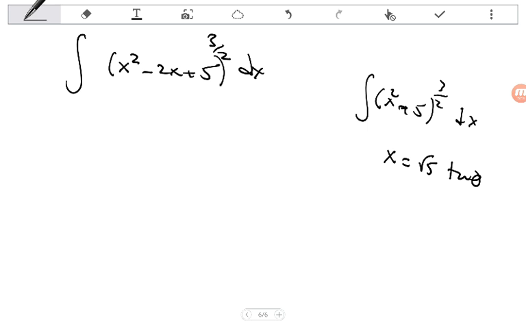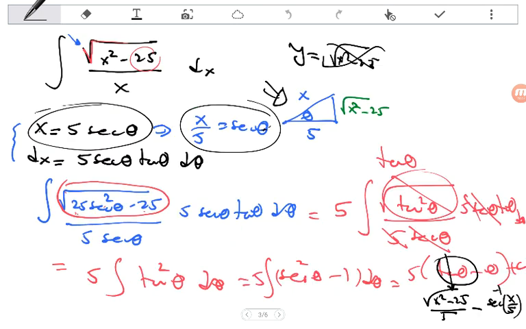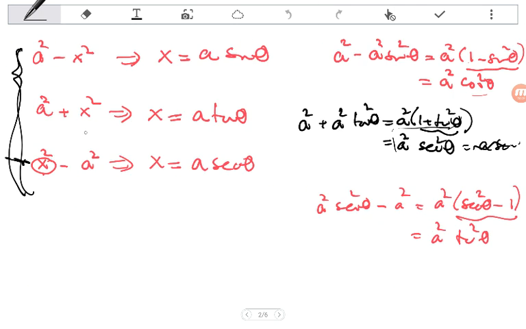Do you agree with me or not? X squared plus 5, all power 3 over 2, where we have here a root. And this is x squared plus a squared. So we use here tan theta. This is the most suitable substitution. We learned this in the substitutions before. Here, a squared plus x squared, we use this substitution. Okay?